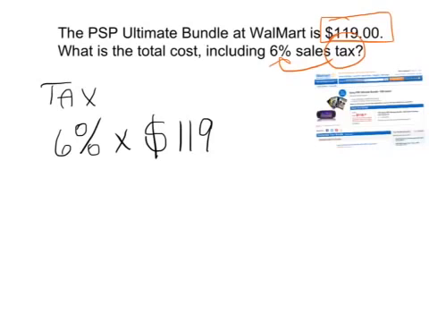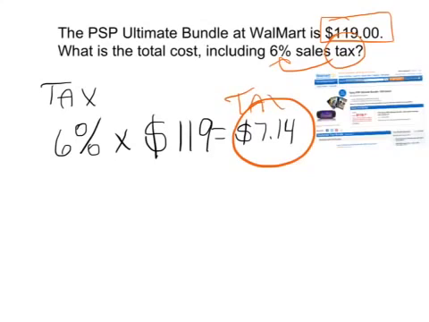Again, there's different ways to do this. Either way, you'll be left with $7.14. Now again, this is not the amount that you're going to pay for your PSP. This is simply the tax amount.